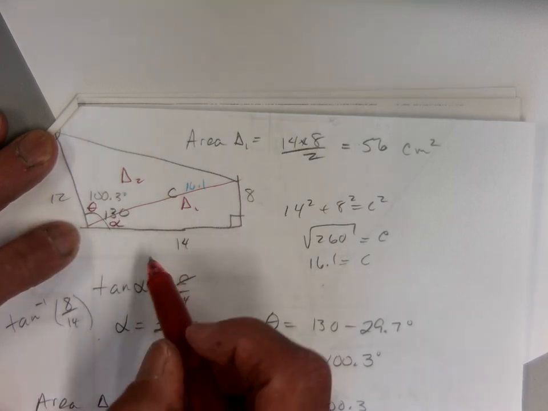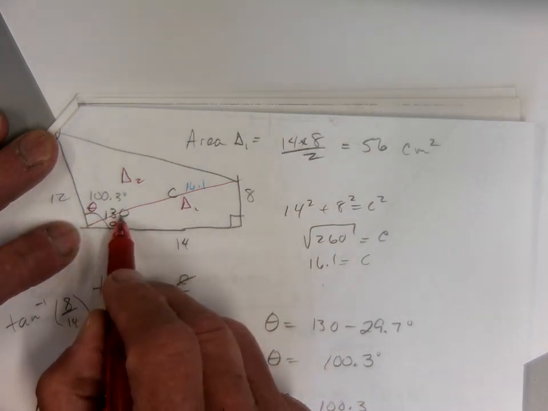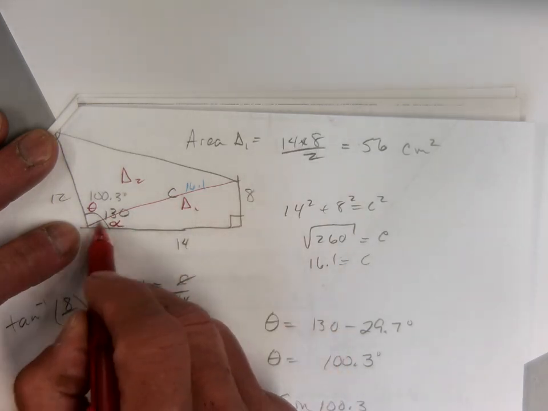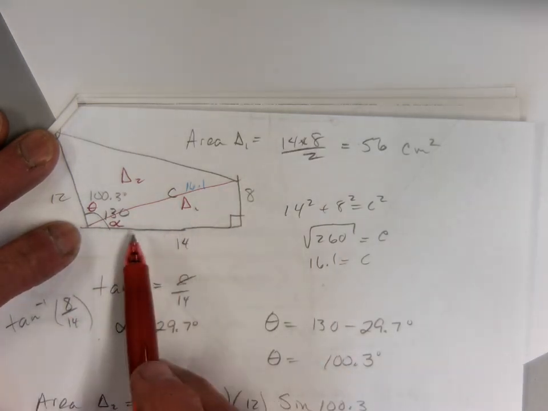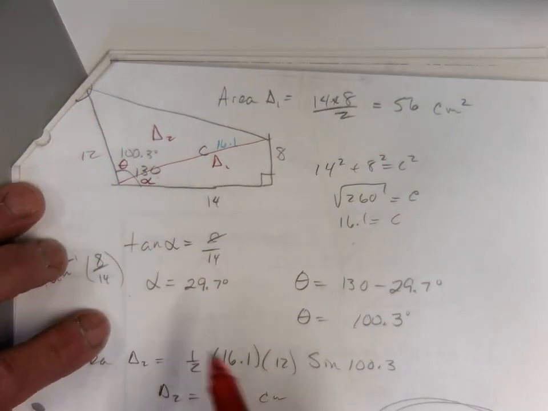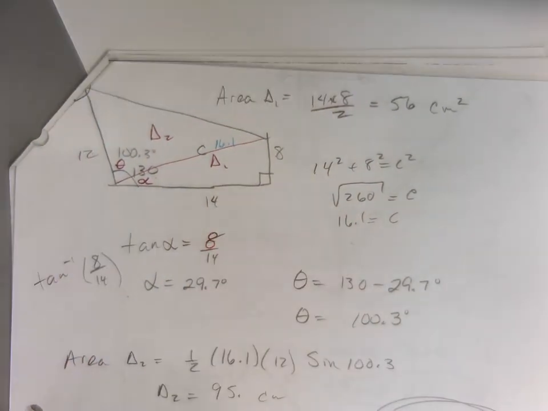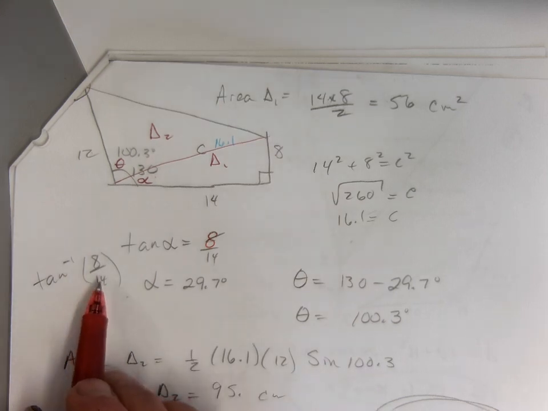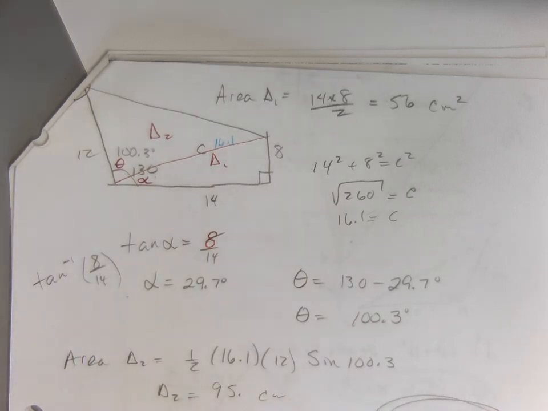Well, to do that, I found this little part of the right triangle. That angle of the right triangle, I called it alpha. Since it's a right triangle, opposite over adjacent, I use tangent. Tangent of alpha is equal to, I think that's an 8 over 14. I did the tangent inverse because I'm looking for the angle. I got about 29.7 for that angle.